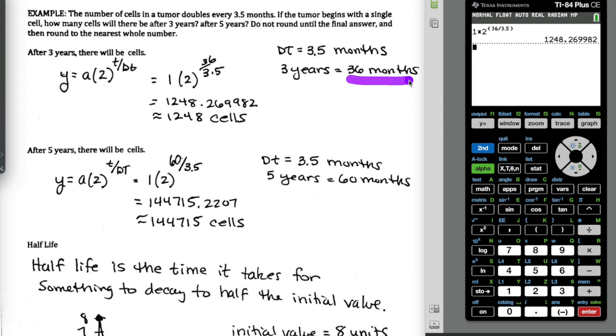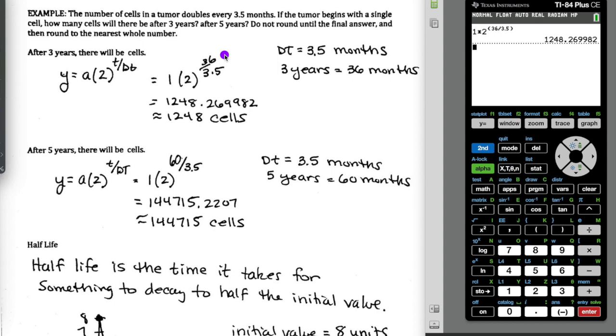So that would be 36 months. So I want to plug in 36 for my t, 3.5 for my double time, and then it says I start with 1 cell, so that would be 1 here, my initial value. It also says do not round until the final answer.